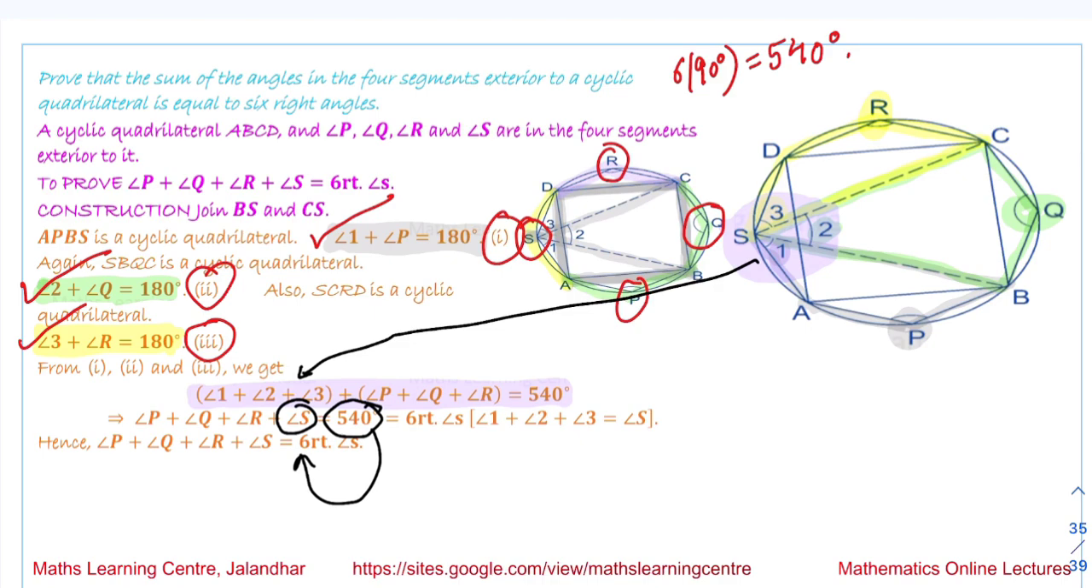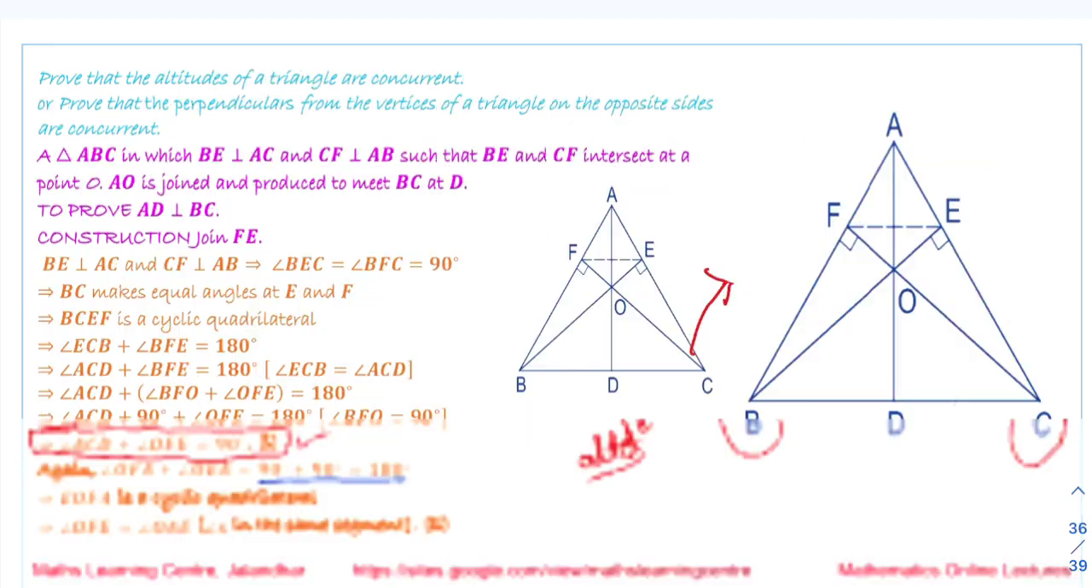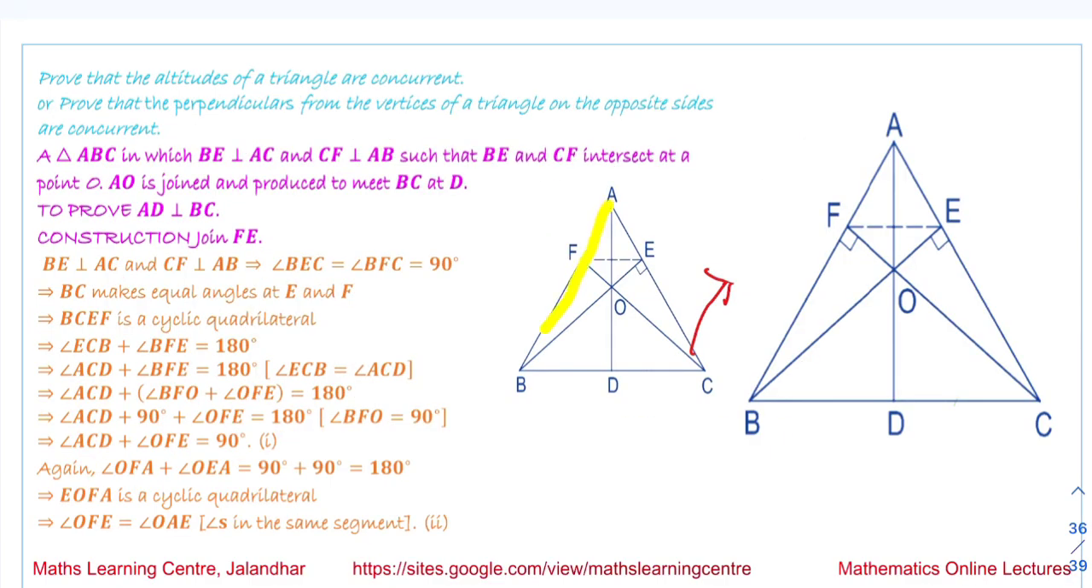Now in this next question, we have to prove that the altitudes of a triangle are concurrent. So a triangle ABC is given to us, and the altitudes are given. This CF is an altitude over here, and this BE is the altitude over here. Altitude means these angles over here are 90 degree angles. So we have to prove that this line AD, passing through the intersection of these two, is also an altitude. Altitude means that we have to prove that this angle is 90 degrees.